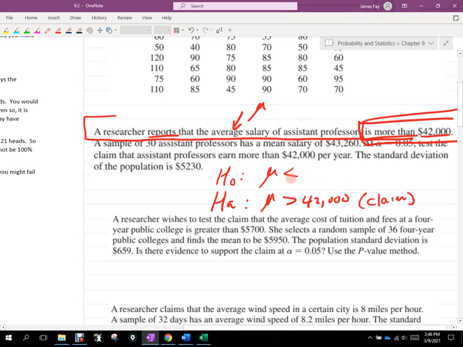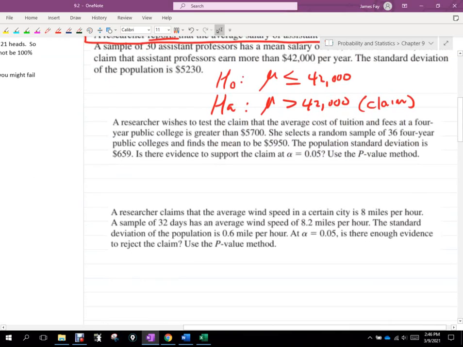And then this one here would be less than or equal to 42,000. So it's got to be the opposite idea, right? Or the complement. We'll jump down to the next one, because that one was similar to the first one. Let's see if there's one that's different here.